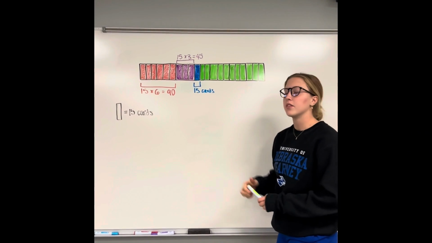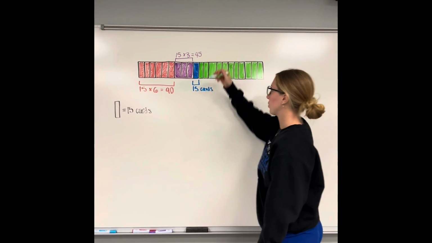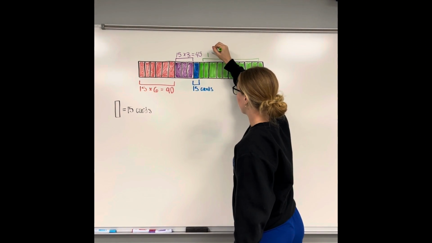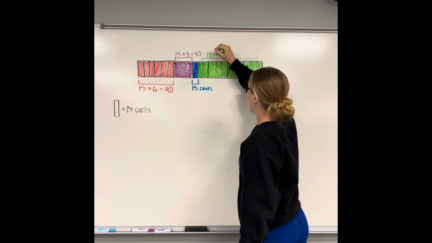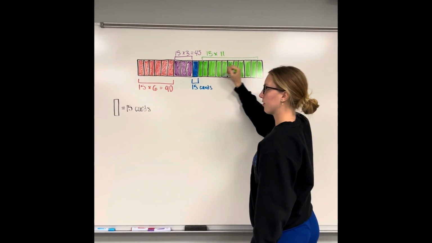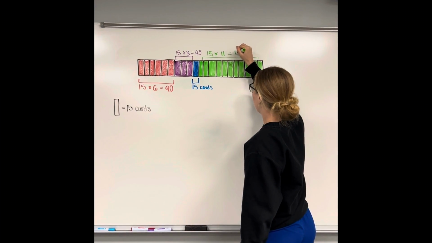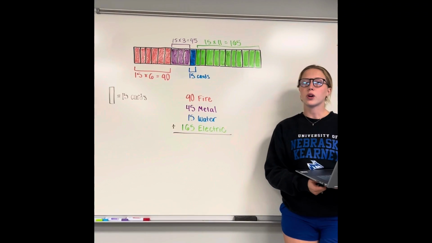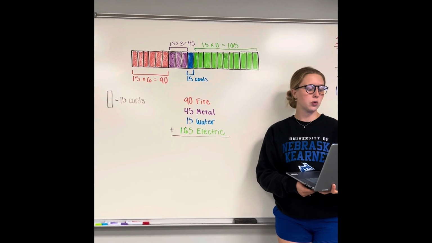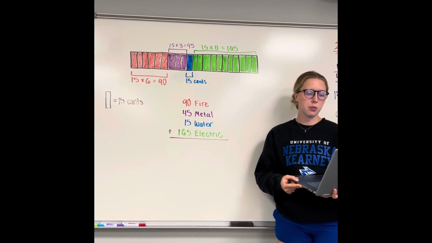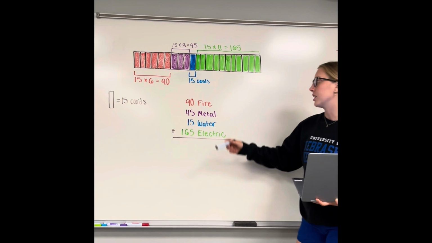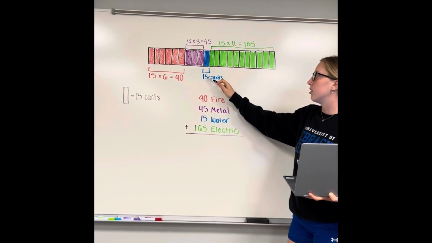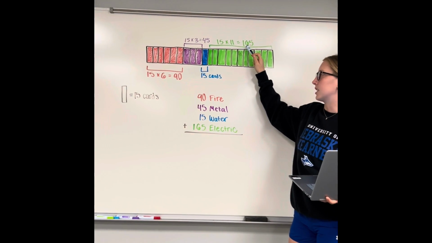Lastly, we have 11 sections of 15, which is going to get us the number of electric cards. So we are going to multiply 15 by the number of sections we have for electric, which is 11, and it's going to equal 165 electric cards. Okay, we have figured out the answer to the first question of how many of each type of Pokemon card Xander owns. As you can see, we have 90 fire cards, 45 metal cards, 15 water cards, and 165 electric cards.